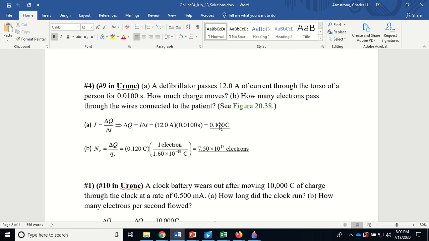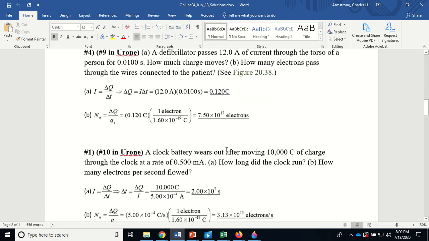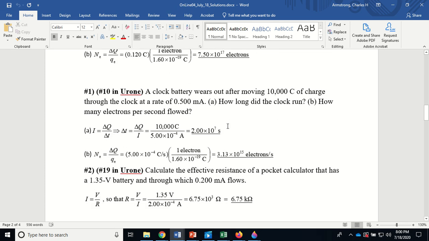How many electrons pass through the wires connected to the patient? Well, the number of electrons would equal the total amount of charge that passed through, the 0.120 coulombs, divided by the charge of one single electron, because it's the electrons that are flowing. So we have this much charge, and there's this much charge per one electron. If you take the total amount of charge divided by the charge of one electron, you get the total number of electrons, which would be 7.50 times 10 to the 17 electrons. This one's also got a lot of these.